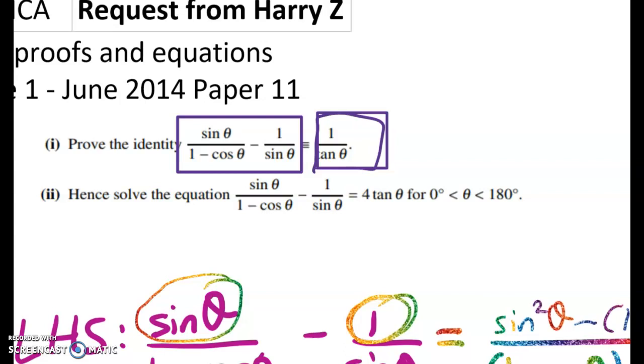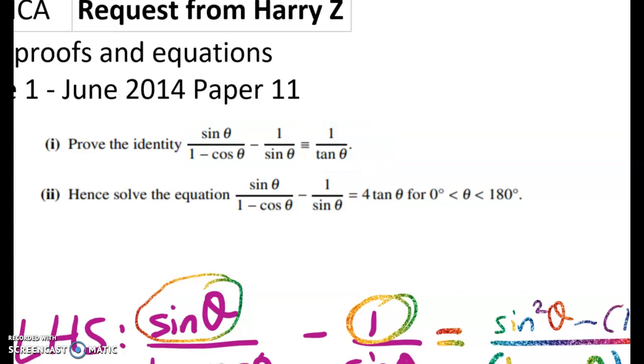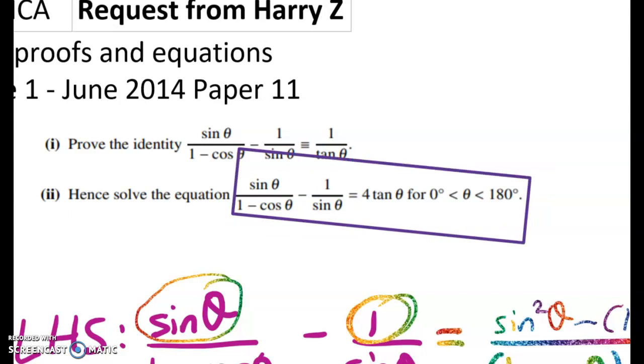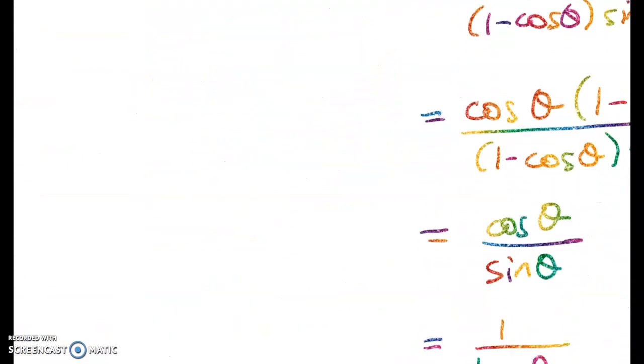So the next part uses the first part. Even if you completely muck up that first part, to solve this horrible looking equation, what we're going to do is use the result above. So we're going to switch out this left-hand side for 1 over tan theta. I'm going to do that now, and I'm going to do something like this in the revision session on Friday, because I want you to see how useful drawing some graphs can be.